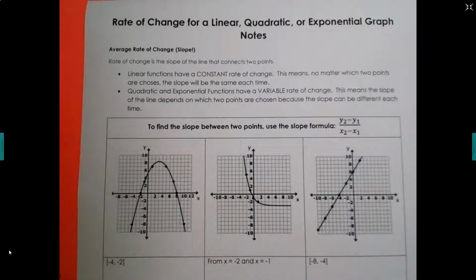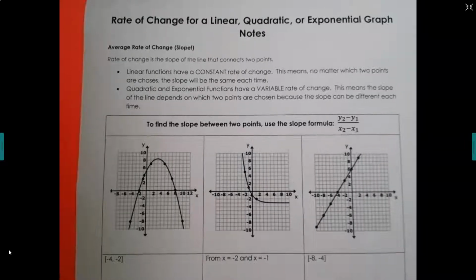Hi everybody, we're going to continue with our rates of change for linear, quadratic, and exponential functions today. Today we're focusing on getting our rate of change from the graph, how to pull the points off.